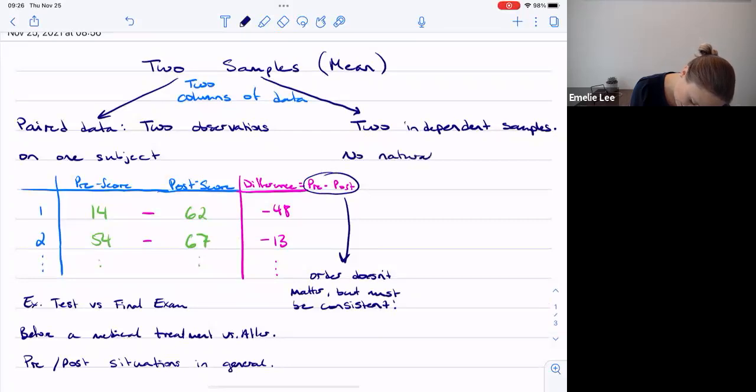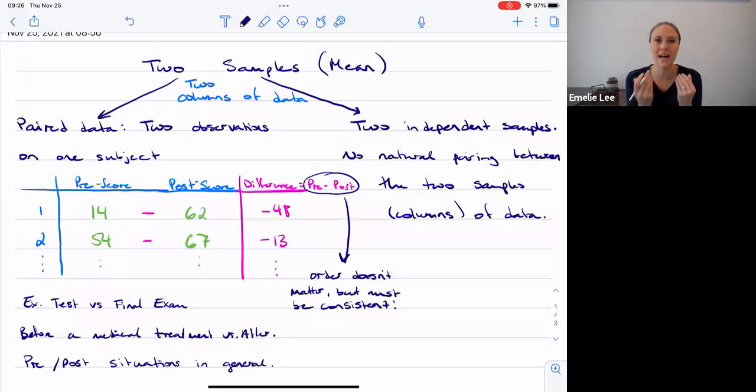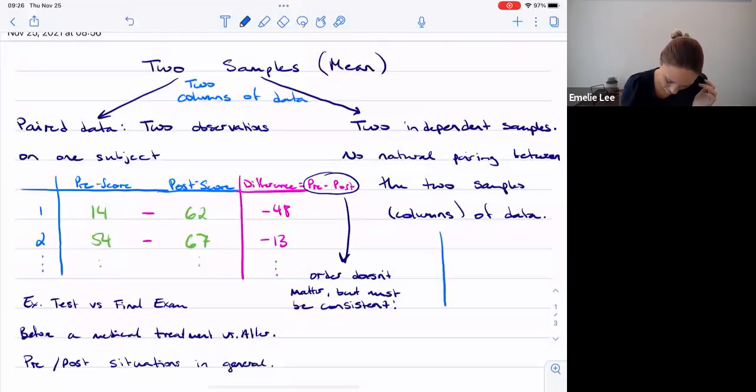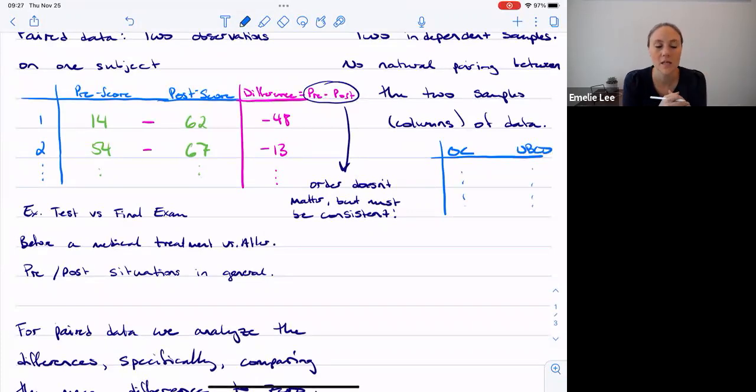No natural pairing between the two columns of data. Or I'll say samples first because they are samples, but then I'll say columns of data, because I find that helpful, right? And so if my data set looked something like this, and maybe I have OC and I have UBCO, then I might have two independent samples.